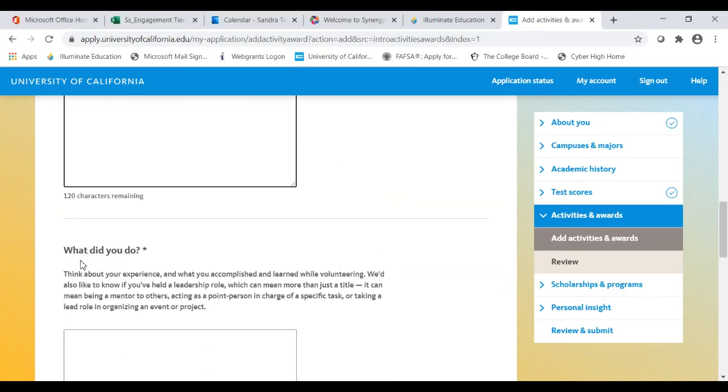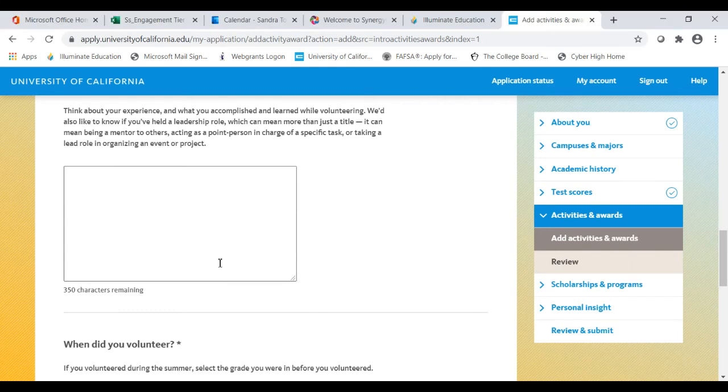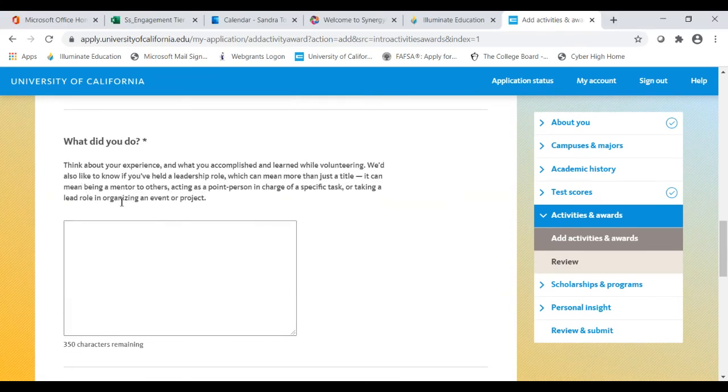Then here is, what did you do? Here is being more specific. They changed it up on me a little bit, because before it was all in one. So here is talking about more specifically, if you've had a leadership role, what did that mean to you? What was the title? Did it mean being a mentor to others, acting as a point person in charge of a specific task, or taking a lead role in an organization or event?